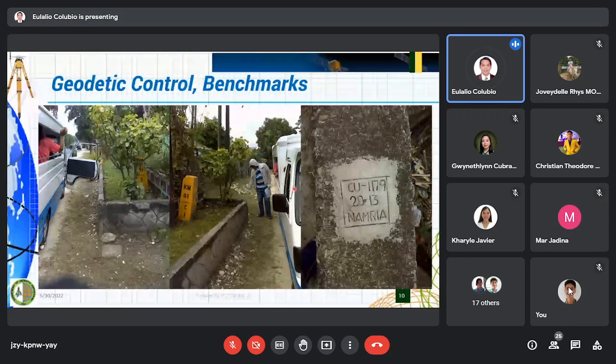And then this is the service car that is used. Multi-cab only this year. Okay, so we have here another benchmark.